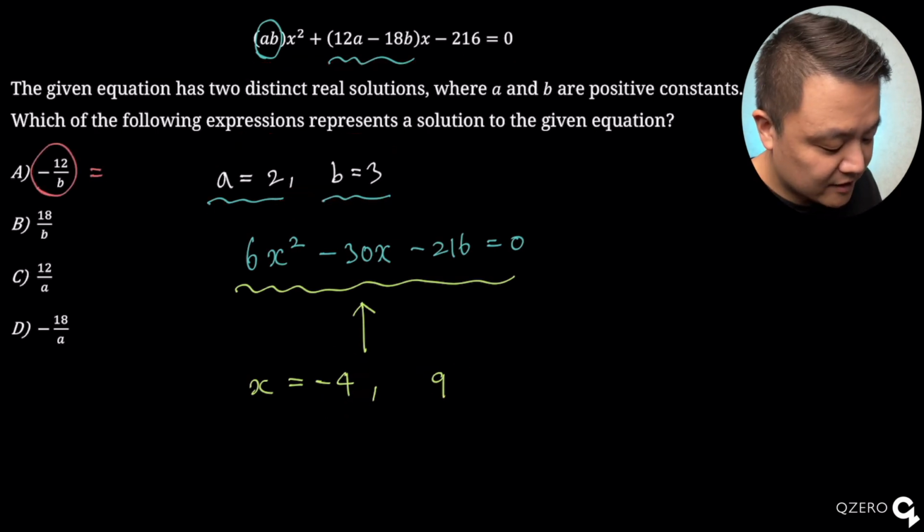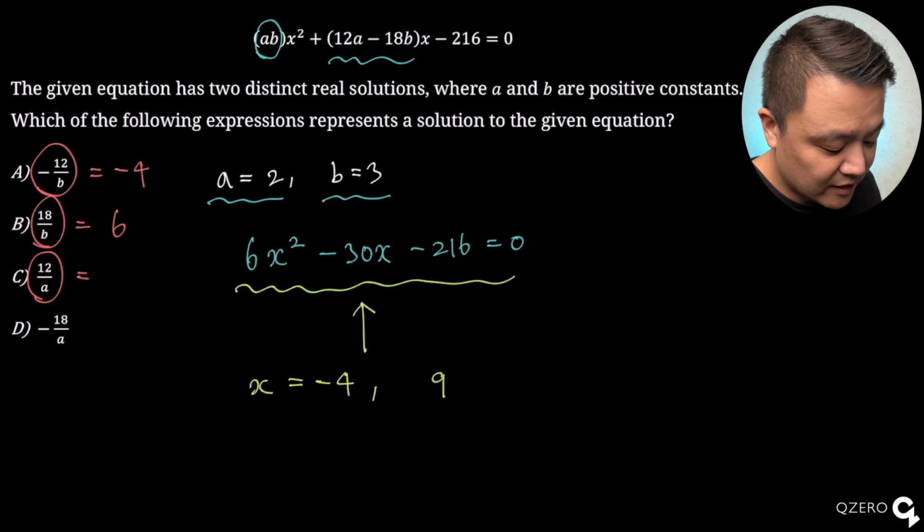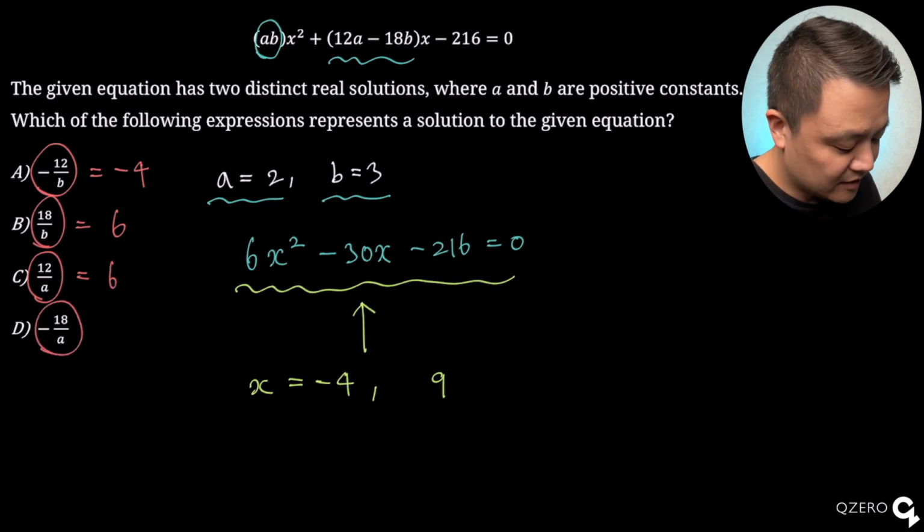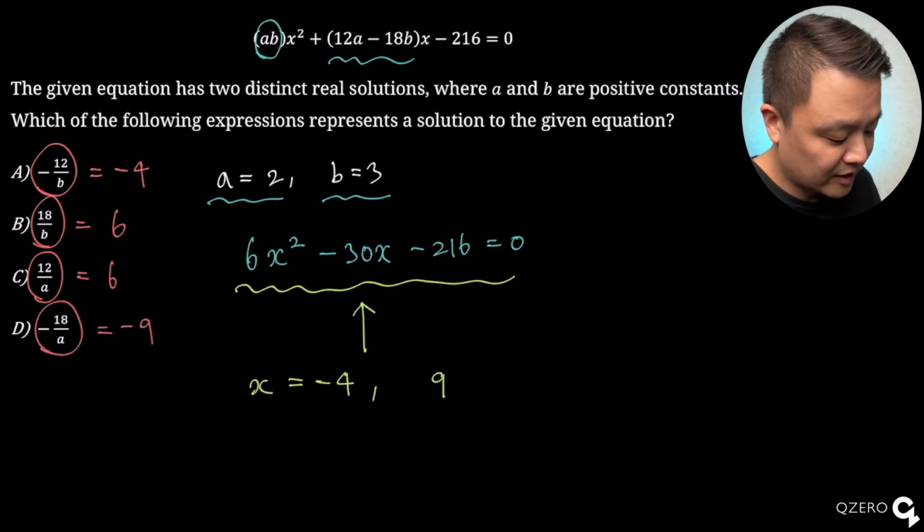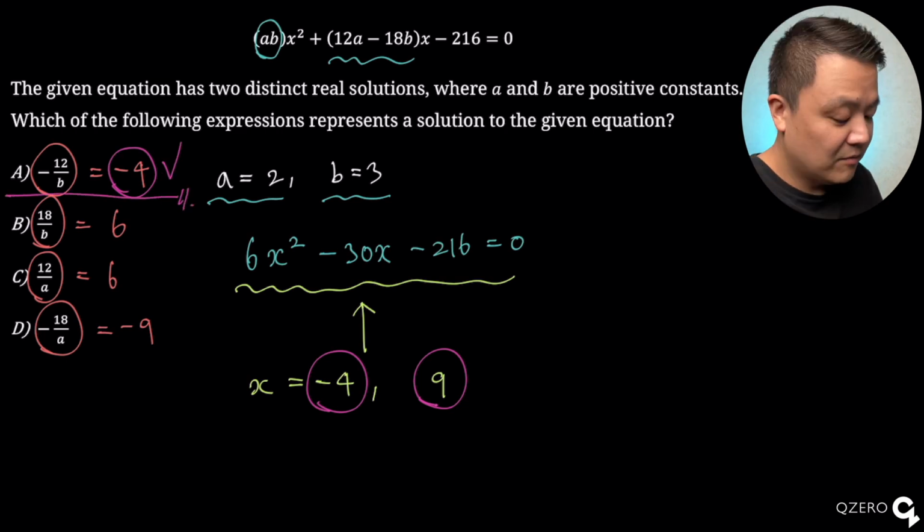Answer choice A. Since b is 3, this is negative 4. Answer choice B. Since b is 3, this is 6. Since a is 2, this is 6. And since a is 2, this is negative 9. We have only one option. What did I tell you?